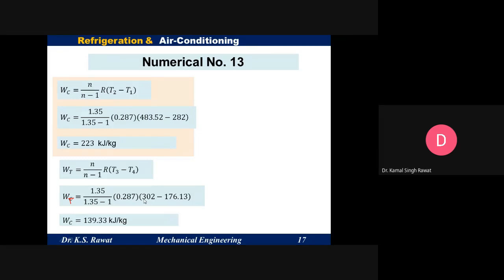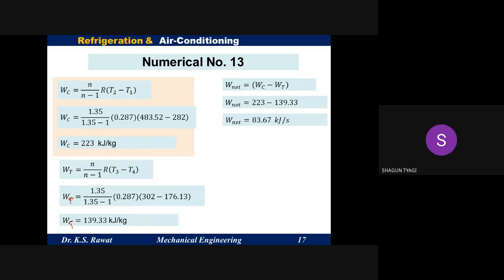139.33 kilojoule per kg. Okay. So now we have the value of WC and WT. So now we can calculate the W net. So what is the W net? W net is WC minus WT. So tell me the value of W net.